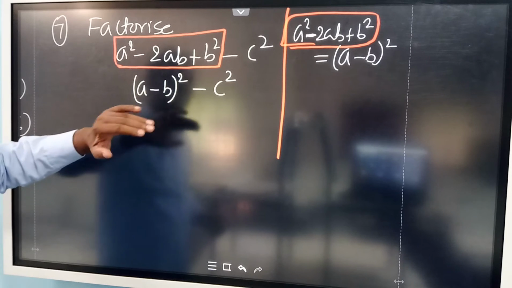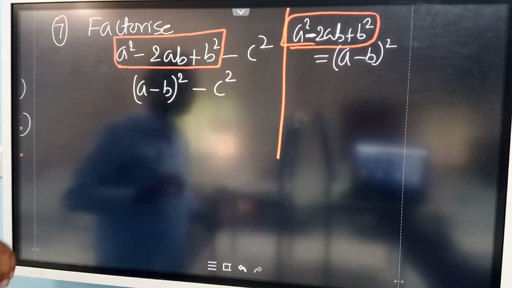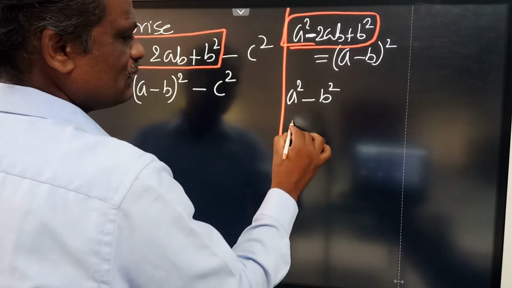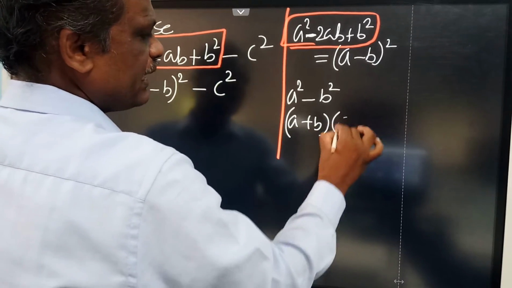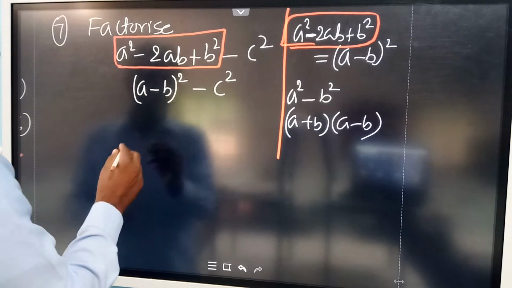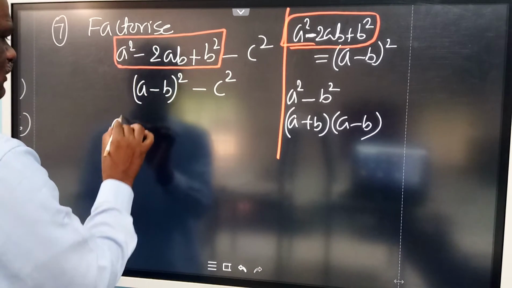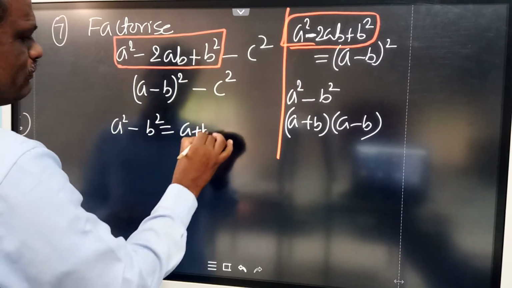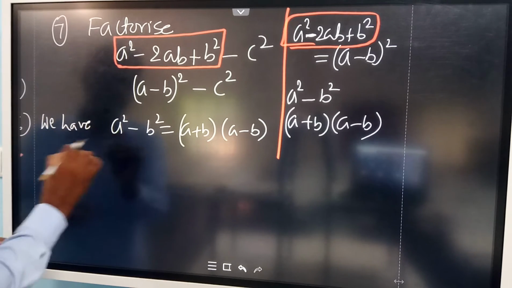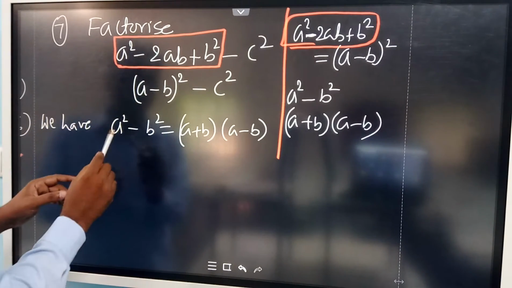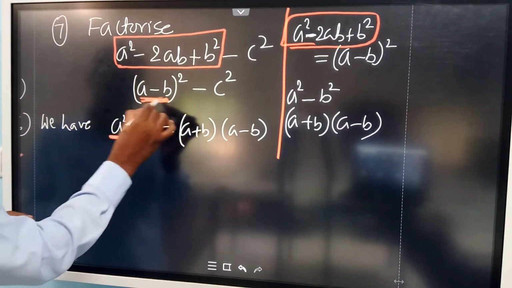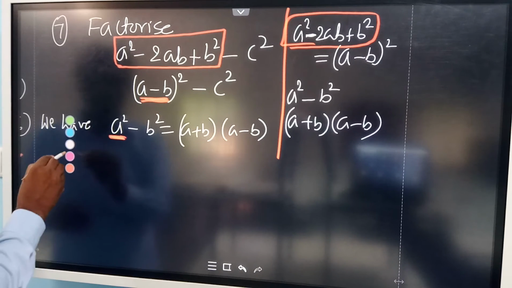Look at this. Which formula can you recall by looking at these two? Sir, a square minus b square is equal to a plus b into a minus b. We have the formula a square minus b square, that is a plus b into a minus b. So this is similar to a square minus b square. Compare this one with a square minus b square. First term is same as a minus b, and then the second term.